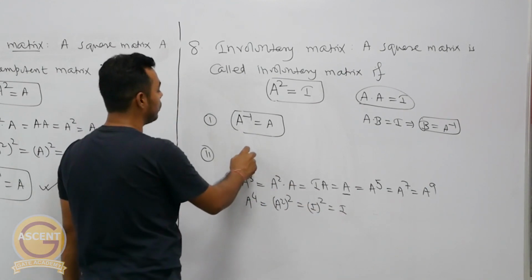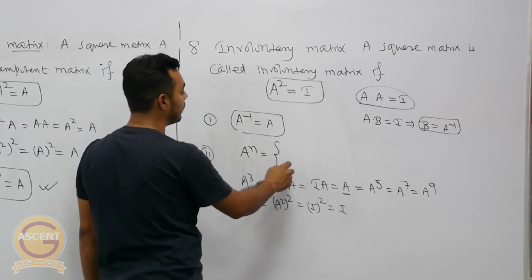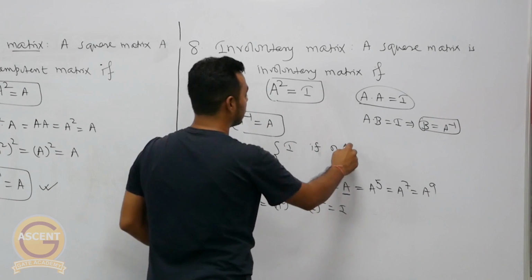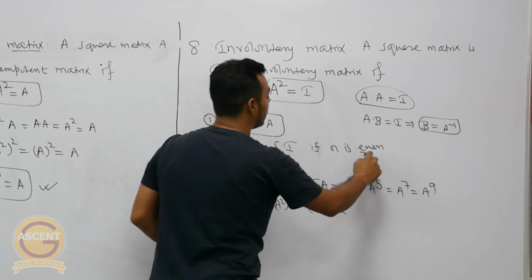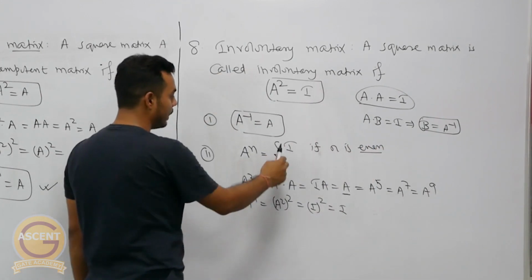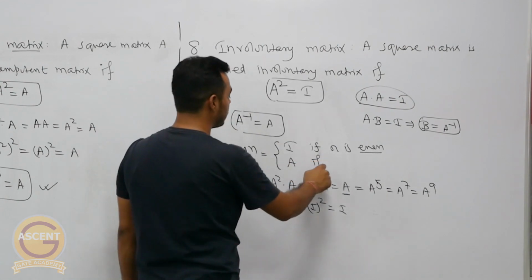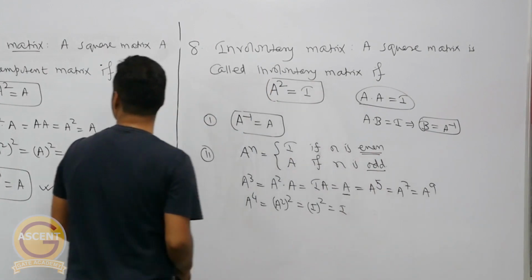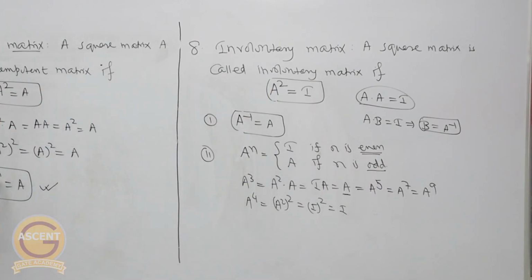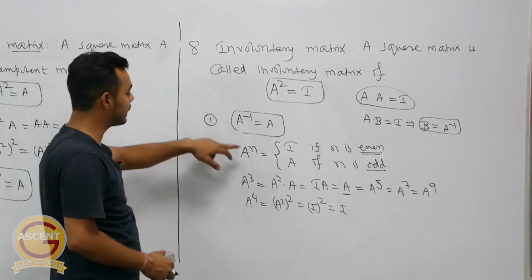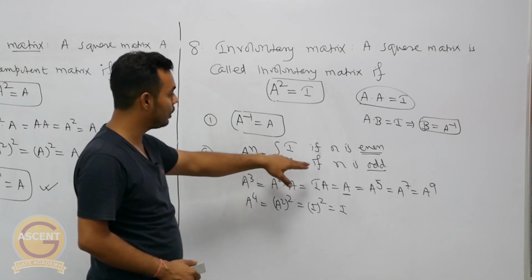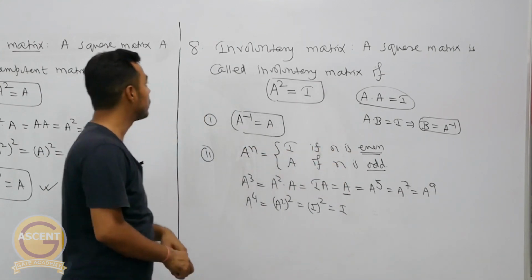So A to the power n has two possible values: identity if n is an even number, and A if n is odd. This is a very important result. In case of an idempotent matrix, any positive integral power of A is matrix A. In case of an involutory matrix, A to the power n is either identity or matrix A, depending on whether n is even or odd. So this was number 8.